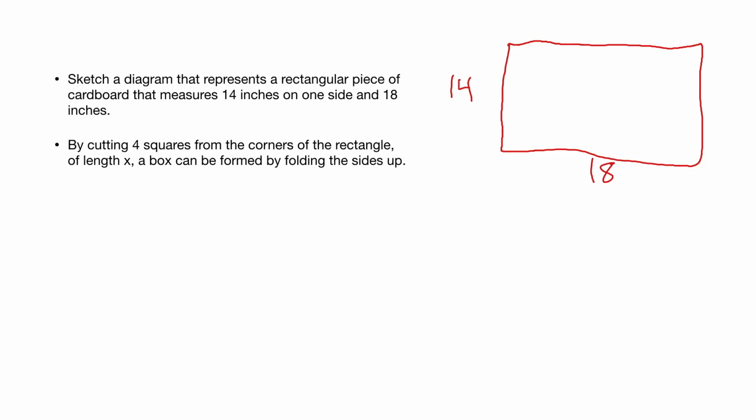Now, by cutting 4 squares from the corners of the rectangle of lengths of x, so basically what I'm doing is this, and I don't know how long these are, but I do know that they're all squares and that they all are cut by the same amount, being x. Now you might be wondering, why would I do that?